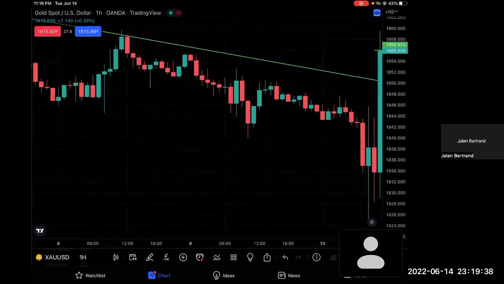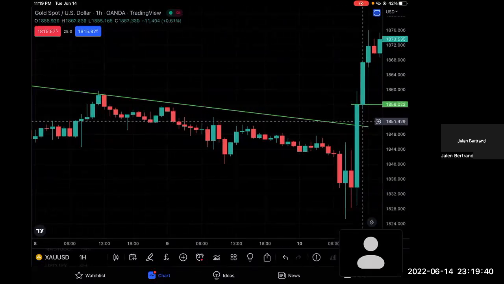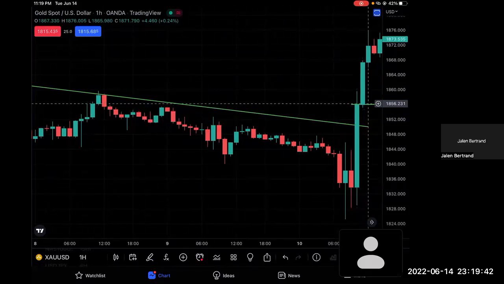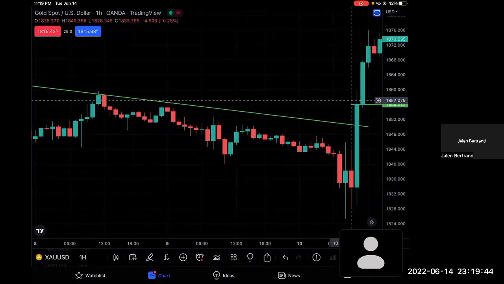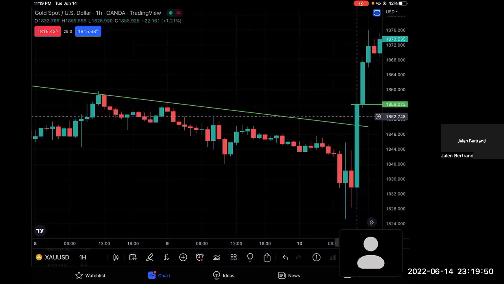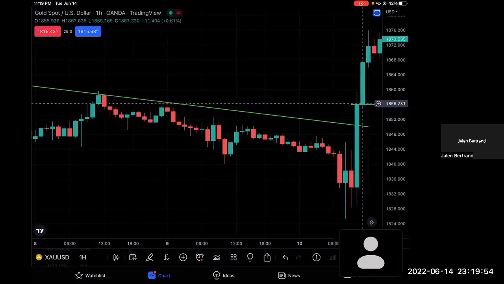Now, why am I going to enter right here? Because this is the break and close. I'm going to show examples of false breakouts where you think price is going to go, but in reality it doesn't. So right here we see the break. Once we see the close, now we're going to enter right here. And now that we entered, boom, we're in there.